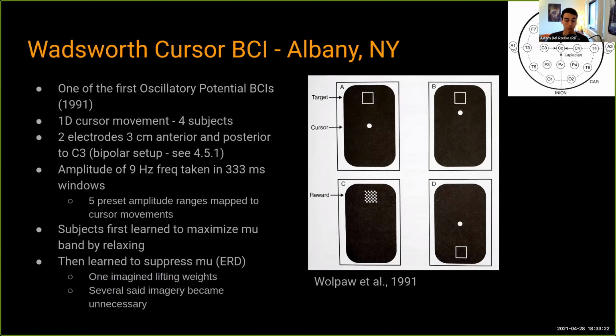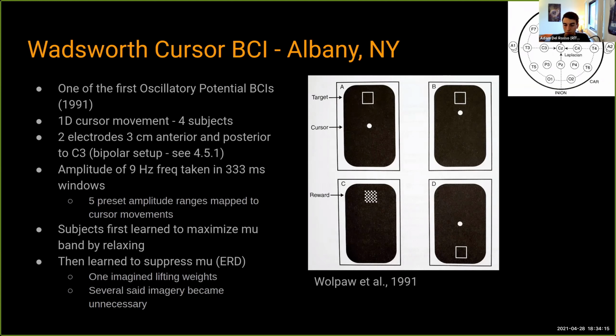So here's one of the earliest cursor control experiments. This was actually performed in Albany, New York, so very close here to those of us at RIT. And this was 1D cursor control with just a few subjects, or 4 subjects. And it was using 2 electrodes, anterior and posterior to C3. So it was a bipolar configuration like we talked about before, where you're taking the difference between those 2 electrodes. And it was looking at the amplitude at the 9 hertz frequency band, taken in 1/3 of a second windows. And the amplitude of that 9 hertz band was mapped to different movements up or down of the cursor.